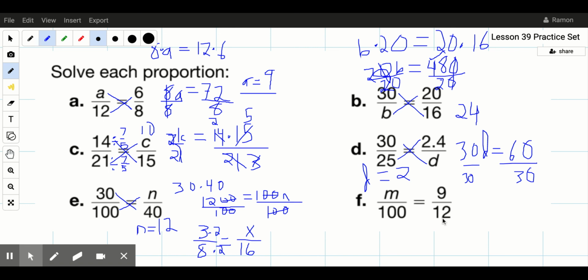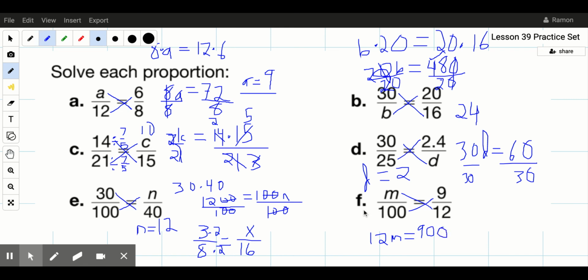So then we have F. Last but not least, we have 12 times M, which is 12M. And then we have 100 times 9, which is 900. And I'll let you solve this one completely on your own.